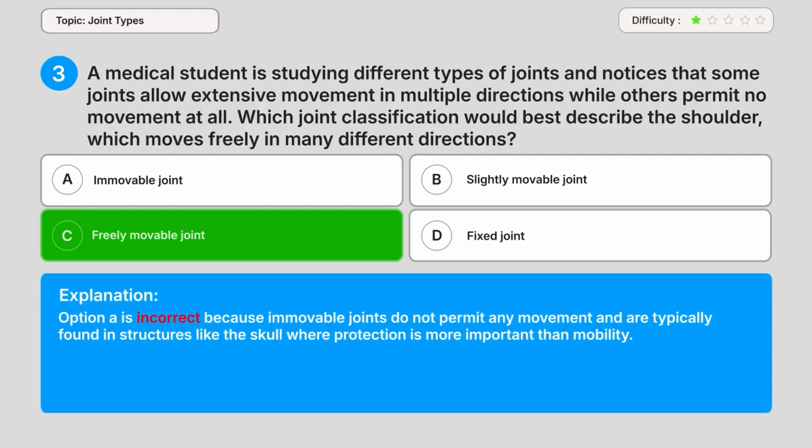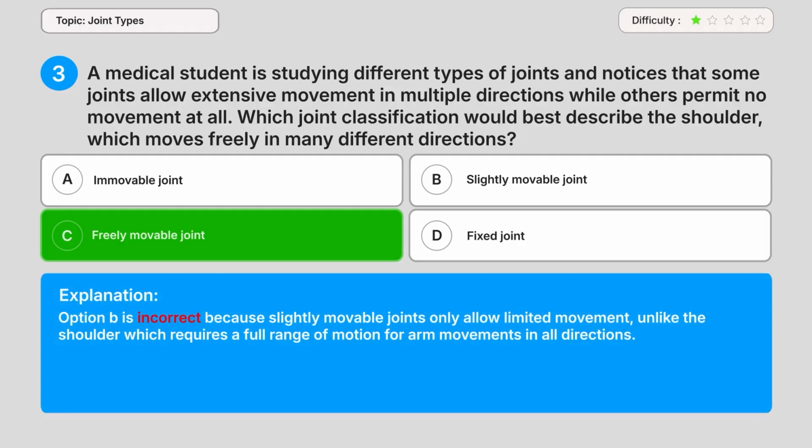Option A is incorrect because immovable joints do not permit any movement and are typically found in structures like the skull, where protection is more important than mobility. Option B is incorrect because slightly movable joints only allow limited movement, unlike the shoulder, which requires a full range of motion for arm movements in all directions.